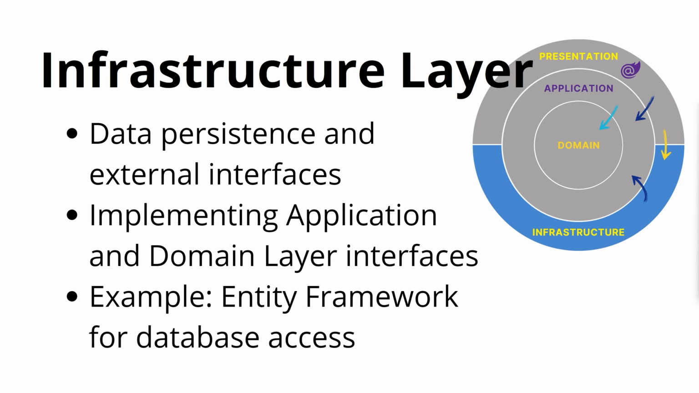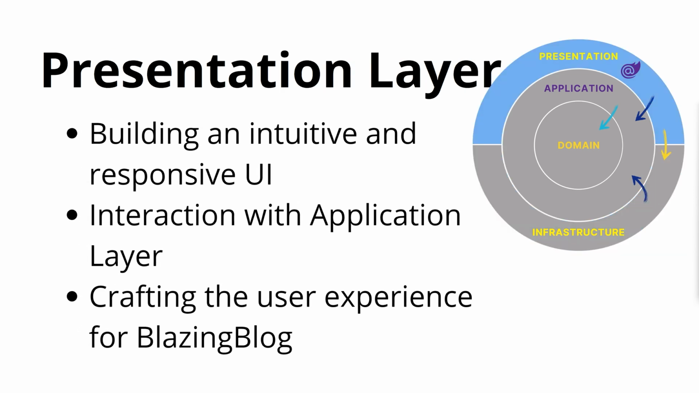All right, moving on to the infrastructure layer. This supports the application by handling data persistence and external interfaces. It implements the interfaces defined in the application and/or domain layer. In our blog, this would include aspects like database access and API integrations. Just think of Entity Framework, for instance. Our presentation layer is where Blazor shines. It's all about building an intuitive and responsive user interface. This layer interacts with the application layer and is responsible for presenting data to the user and handling user inputs. We will see how Blazor can create an engaging user experience for our Blazing blog.